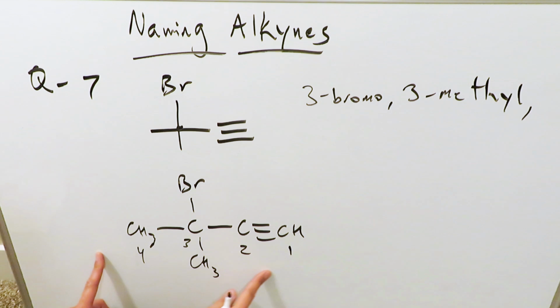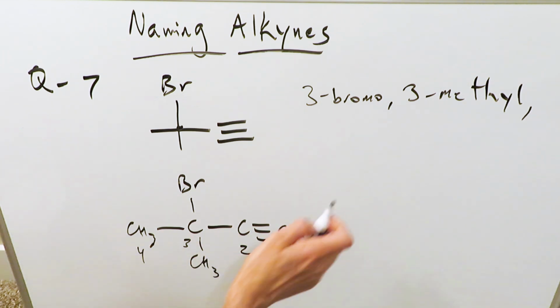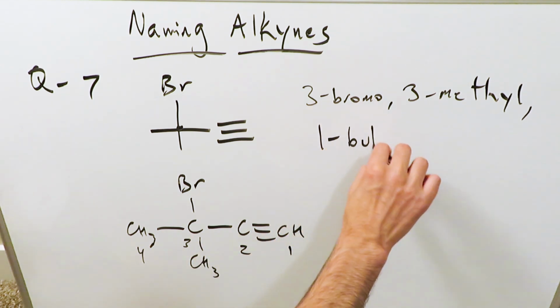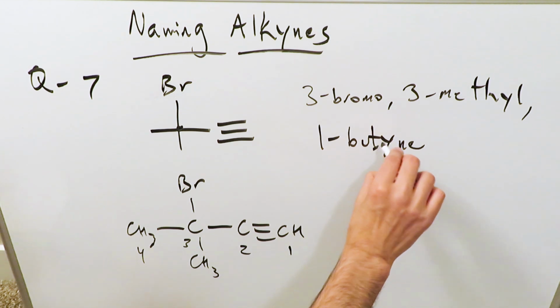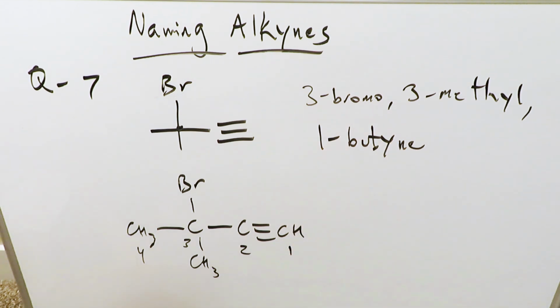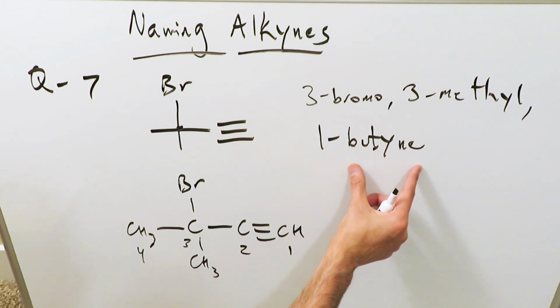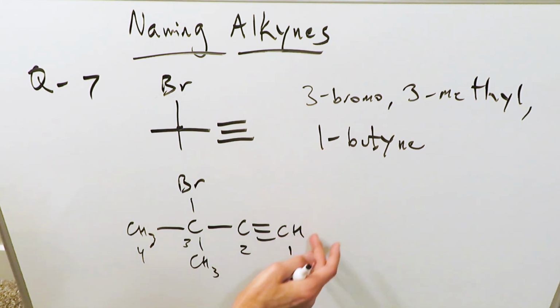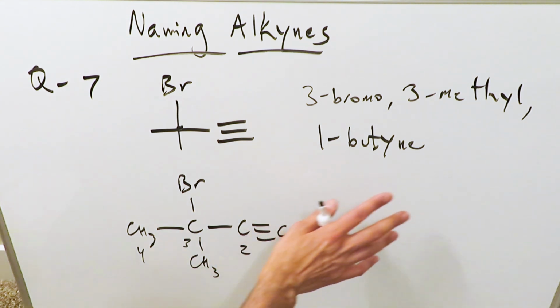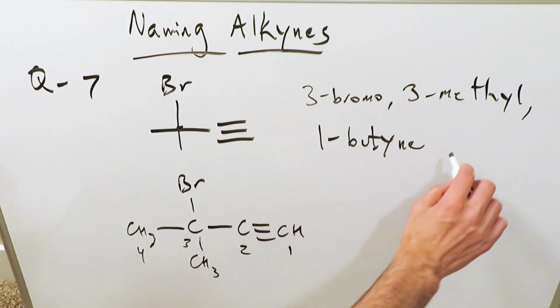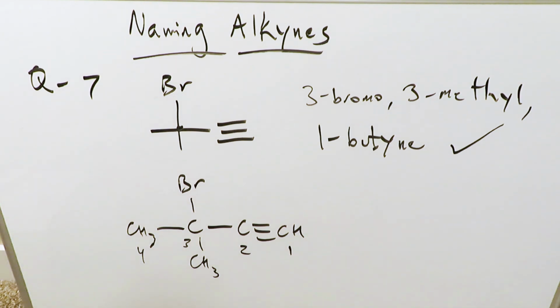Now let's name the parent chain, which is 1, 2, 3, 4 butane, but you'll say 1-butyne because you have to pay particular importance to the alkyne being on carbon number 1. You could technically say 3-bromo, 3-methylbutyne and not putting the number indicates it's on carbon 1, but putting the 1 over here makes it clear and removes the ambiguity. 3-bromo, 3-methyl, 1-butyne is a perfect name, and we end the video with that.